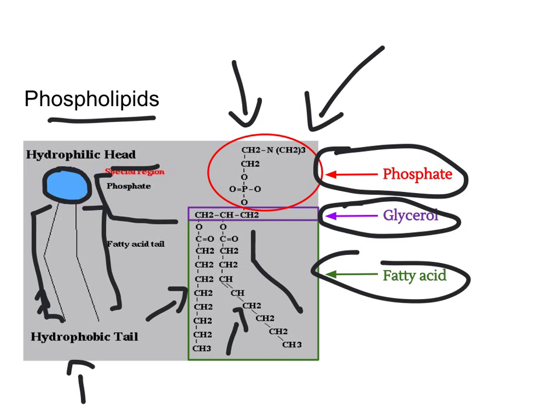However, phosphate groups are polar molecules. So it turns out that the head region of the phospholipid is polar, or it's hydrophilic, meaning it loves water. So we kind of have this weird situation where one side of the molecule does not like water and the other side does.